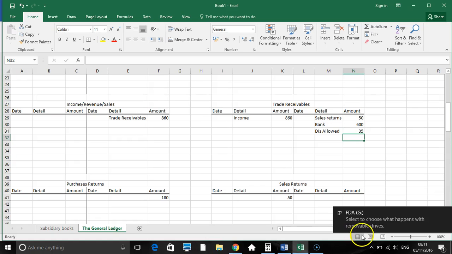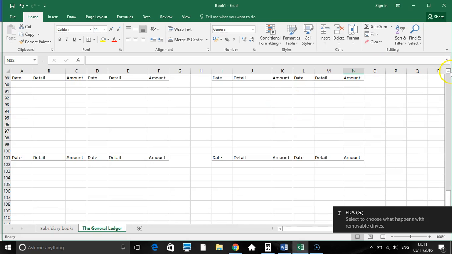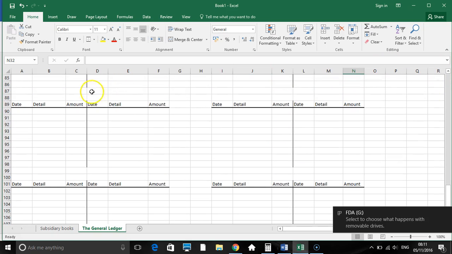of 35, and so you need to open up, because there's double entry, you must open up a discounts allowed account. It's an expense account. Discounts allowed, 35, trade receivable. And the same thing, we have a discount received. Yes, and that's for 70.